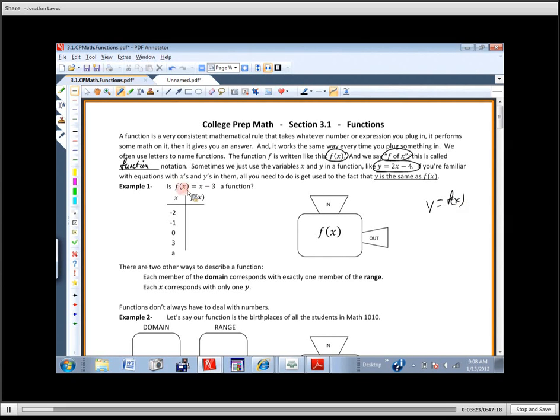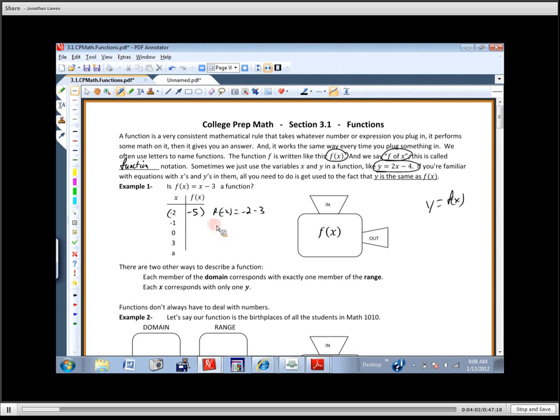So here's our function right here. This is the first one. It says, is this a function? f of x equals x minus 3. So here's what we do. Instead of writing an xy table, we're going to write an x, f of x table. So we're going to plug in a -2 and see what comes out. So f of -2 is going to be, now notice what changes here. Where there used to be an x, I put a -2. Wherever there's an x, I put a -2. So this would be -2 minus 3. So this would be -5. And there's the ordered pair that we'd graph.